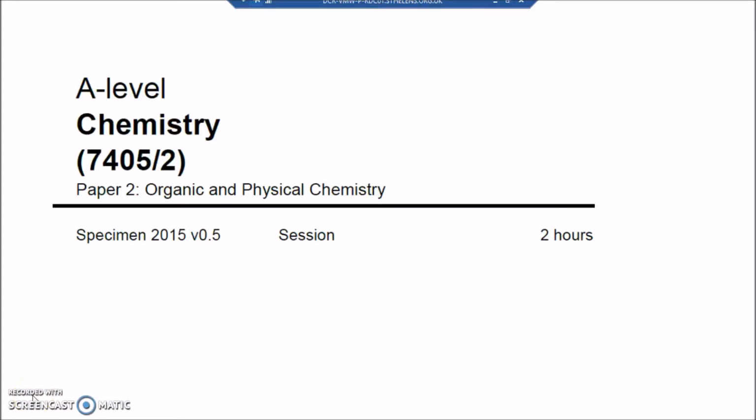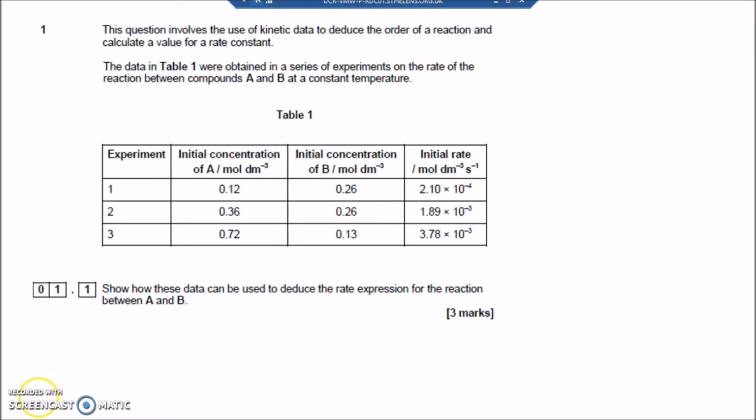A-Level Paper 2, Specimen version 0.5. So for this question we've got to try and work out the rate equation.